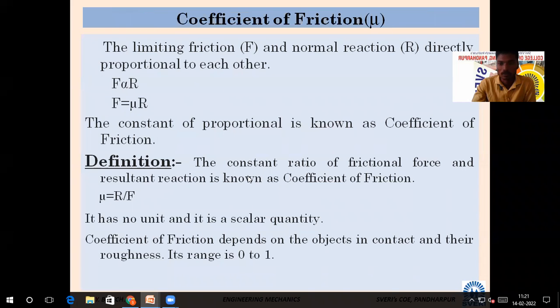Then certain terms, which we should know very well. What is mu? Coefficient of friction. Limiting friction F upon R, so mu is equal to F upon R, the limiting friction force divided by the normal reaction. That ratio is always constant, and it is nothing but mu, the coefficient of friction. The constant ratio of frictional force and resultant reaction is known as the coefficient of friction, mu.